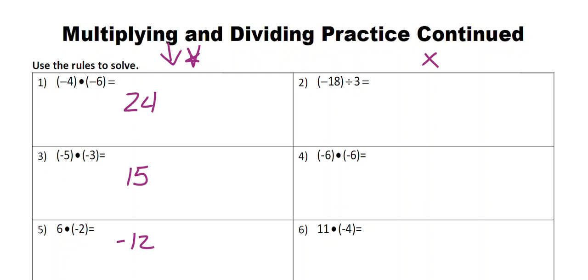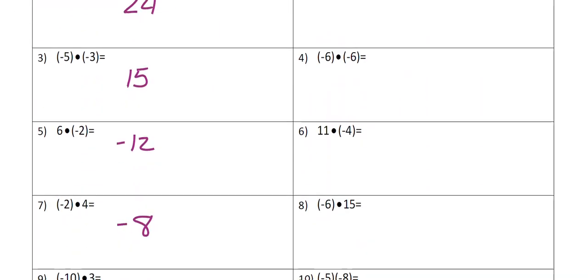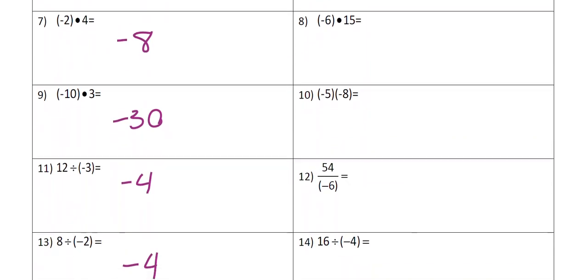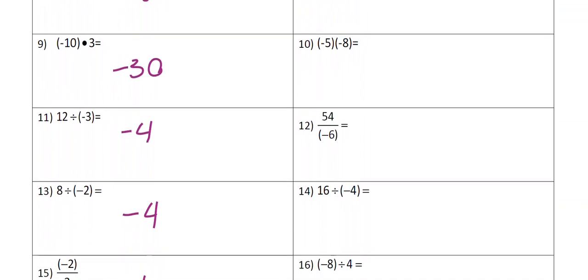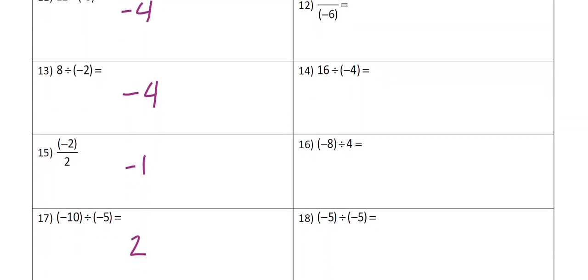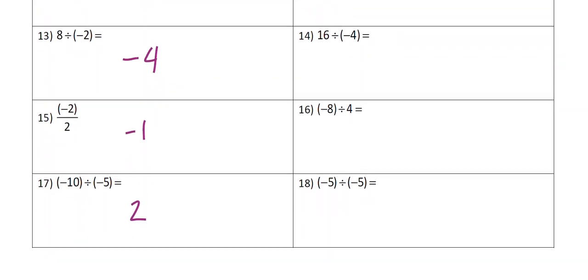All right, and here are your solutions. Number 1 is 24, number 3 is 15, number 5 is negative 12, number 7 is negative 8, number 9 is negative 30, number 11 is negative 4, number 13 is negative 4, 15 is negative 1, and 17 is 2. If you have any questions, make sure you go and see your teacher.